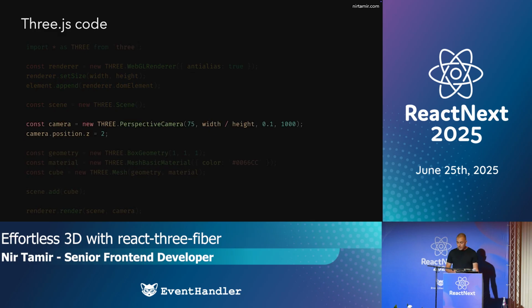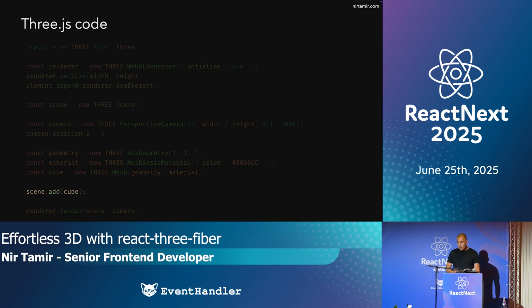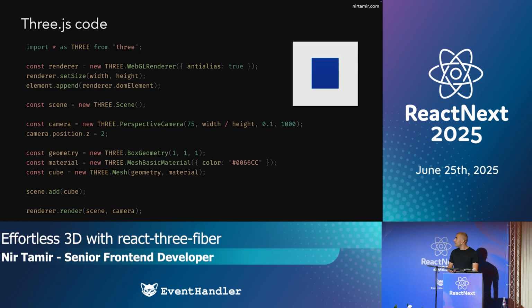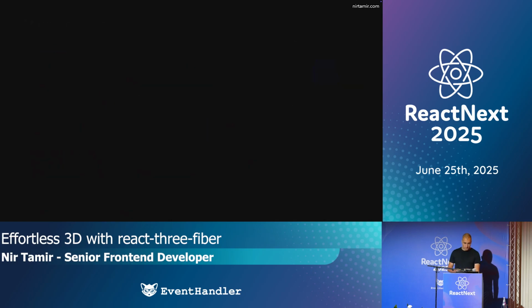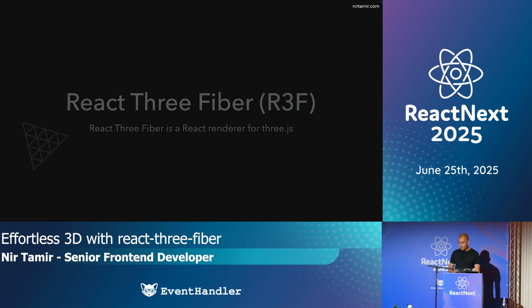We add a perspective camera, and we set its position. Then we create a box geometry with height, width, and depth of 1, and a mesh basic material with a blue color. And we create a cube mesh. Then we need to add the mesh to the scene, and render it using our camera. Notice how verbose this code is. Only to render a blue cube. So we can do better. And we will see how React Fiber simplifies this in a moment.